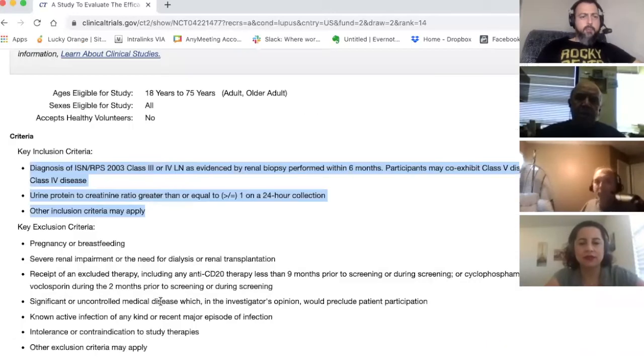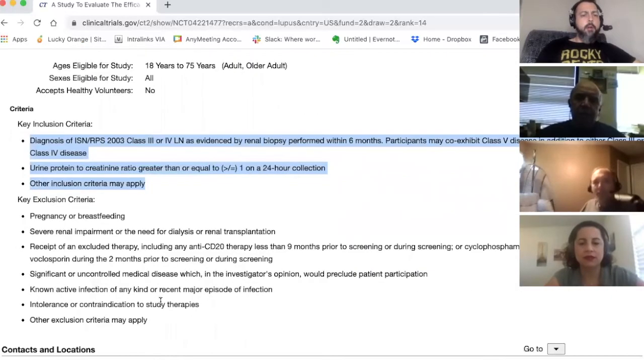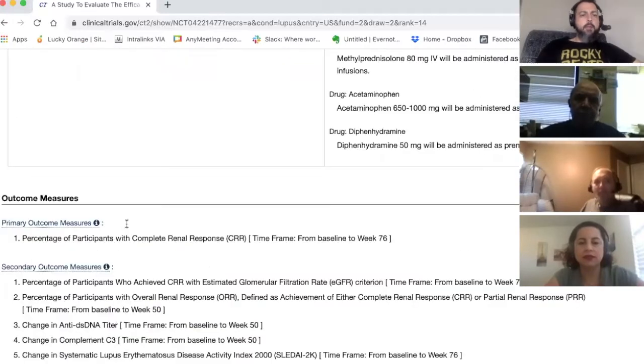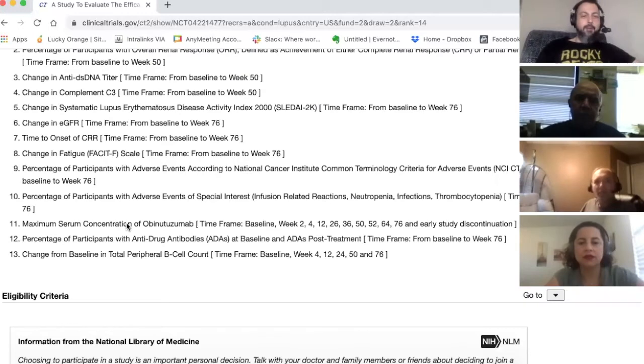Let's get more. It's pretty simple inclusion exclusion criteria, honestly. It's not a lot. And then look, it's sponsored by Hoffmann-La Roche, not the Hoffman we know, Dr. Al, a different one.